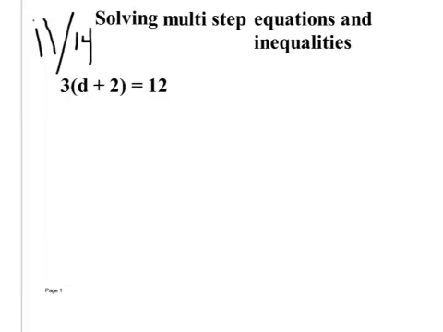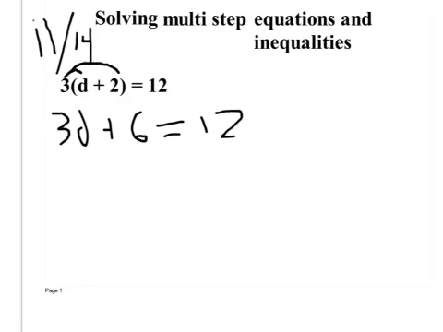The first equation they give us is 3 times d plus 2 equals 12. There's two ways of solving this. The first way, the way you're probably going to want to do, is to distribute the 3 out. That gives you 3d plus 6 equals 12. Then we solve it like we've been doing.